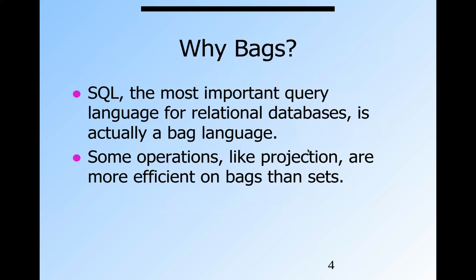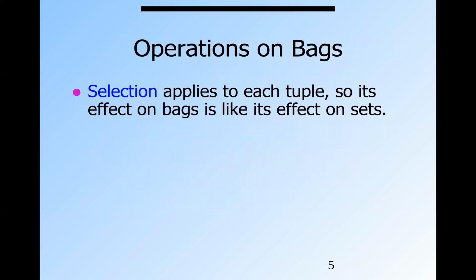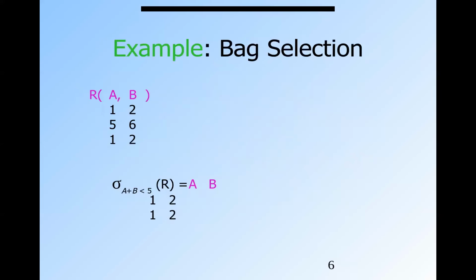So here are the operations on bags. We have selection, so it applies to each tuple. So its effect on a bag is, this is all very simple, so let's just show it instead. Okay, so bag selection. Here we have a relation under a bag semantics, because notice here the tuple 1, 2 is duplicated, right?